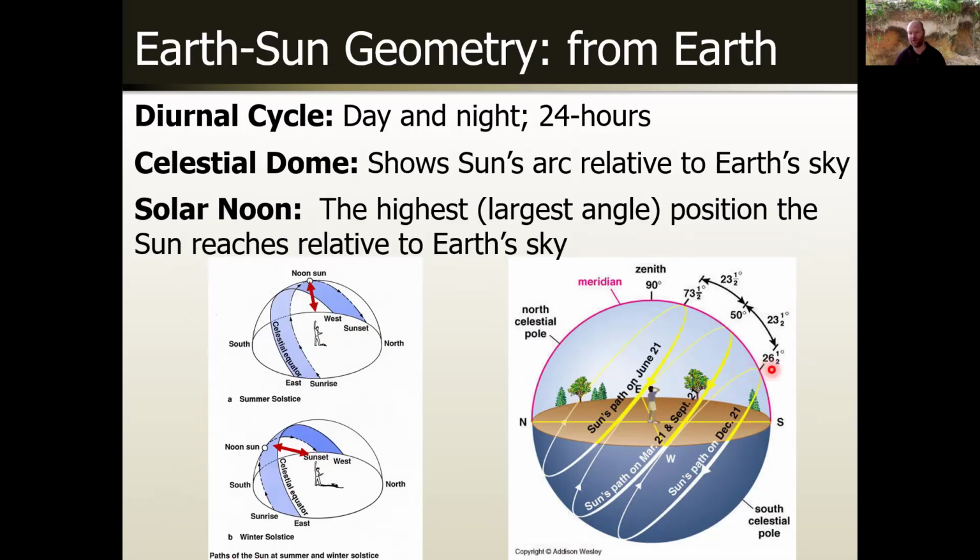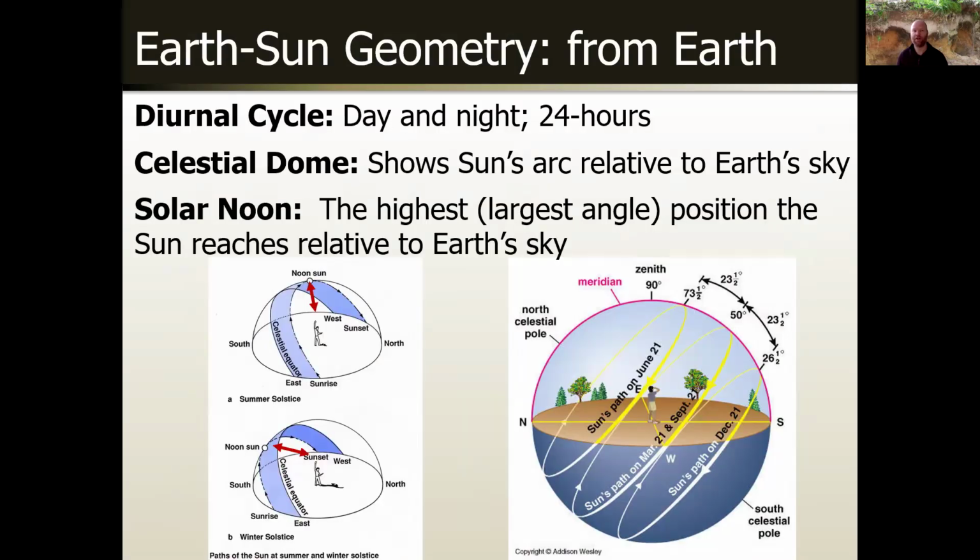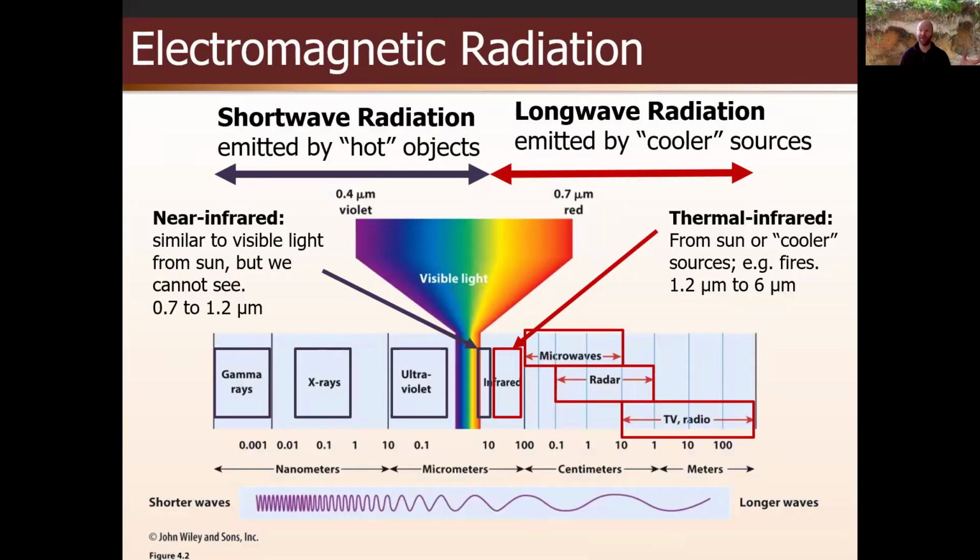It takes a different celestial path. And then again here, solar noon is much smaller in the winter when compared to the summer. All right, so now we're going to think directly about radiation, but eventually we're going to put some of these concepts together between Earth-Sun geometry and radiation. So let's dig in.